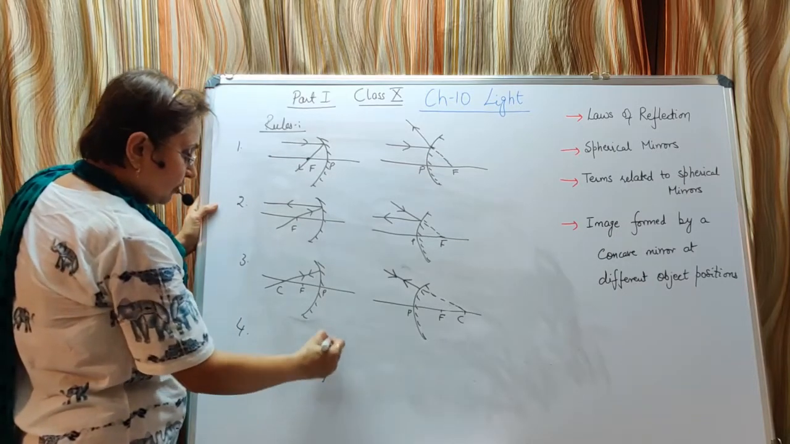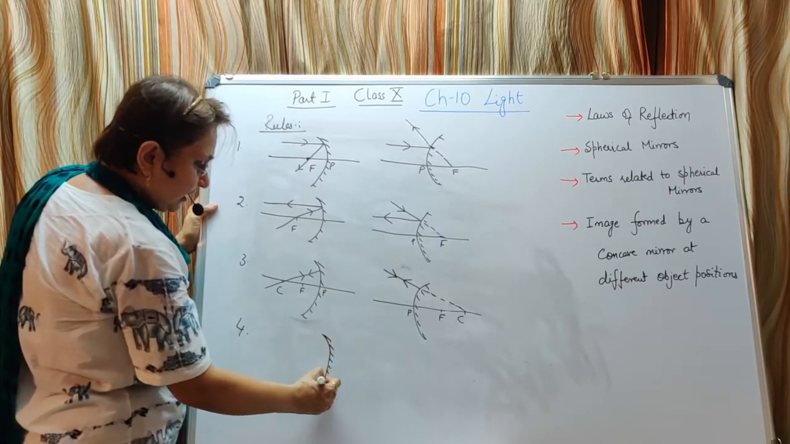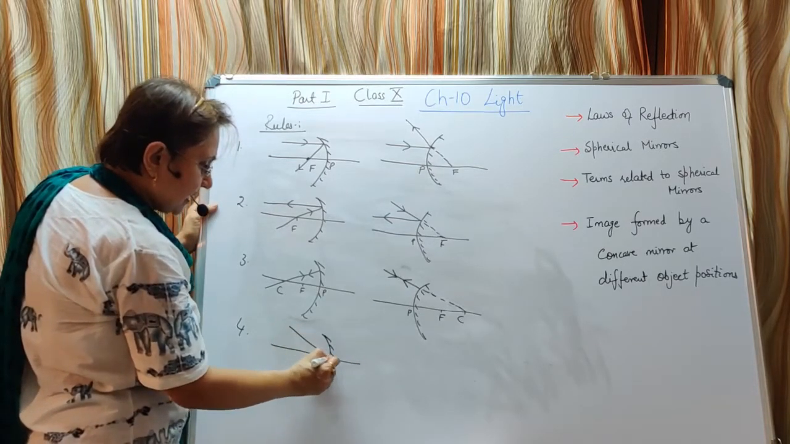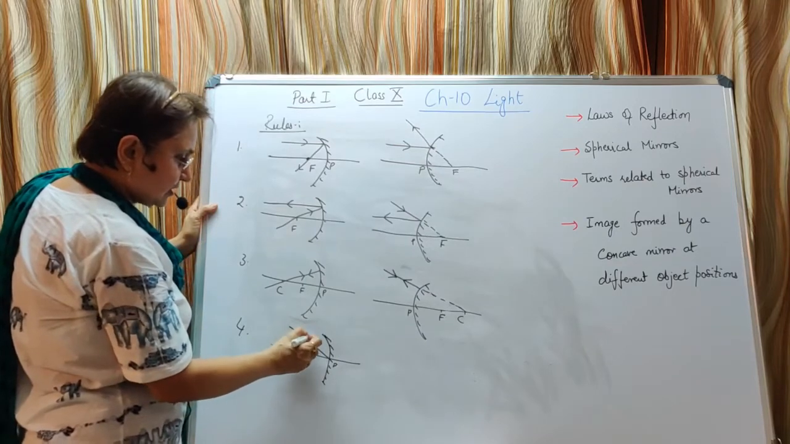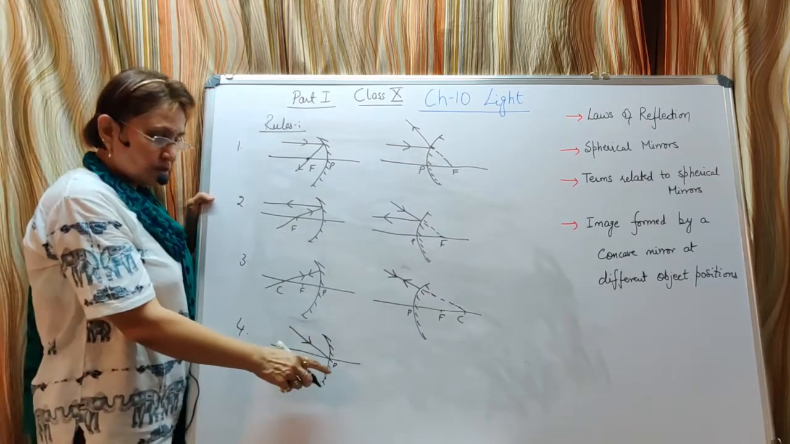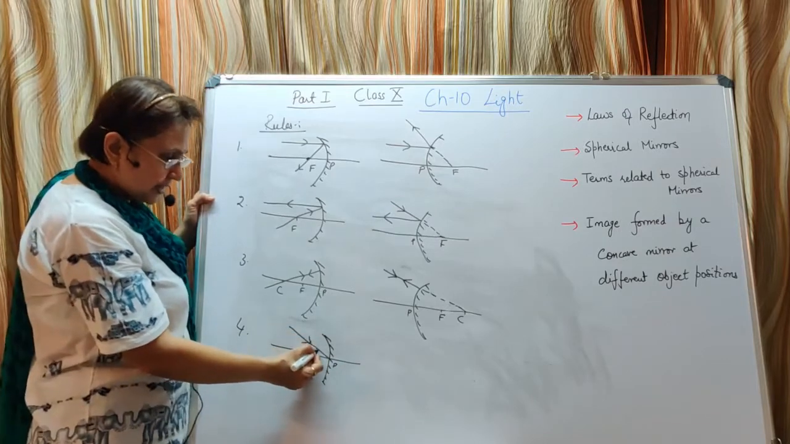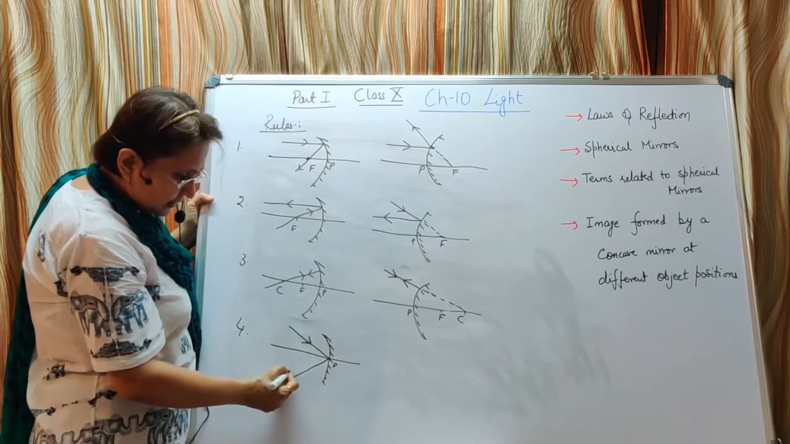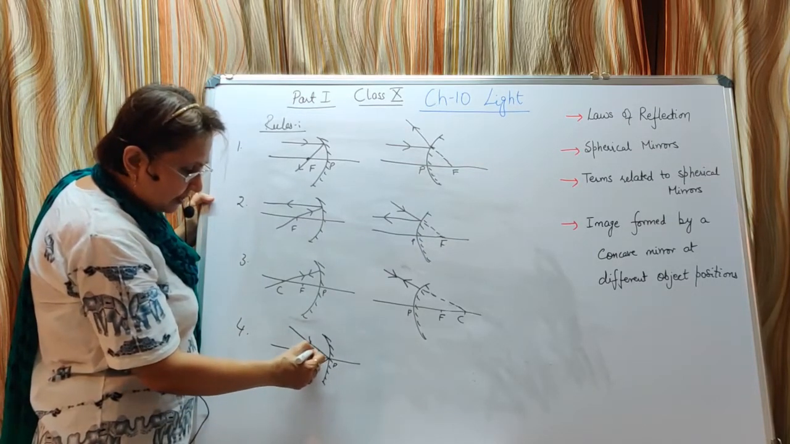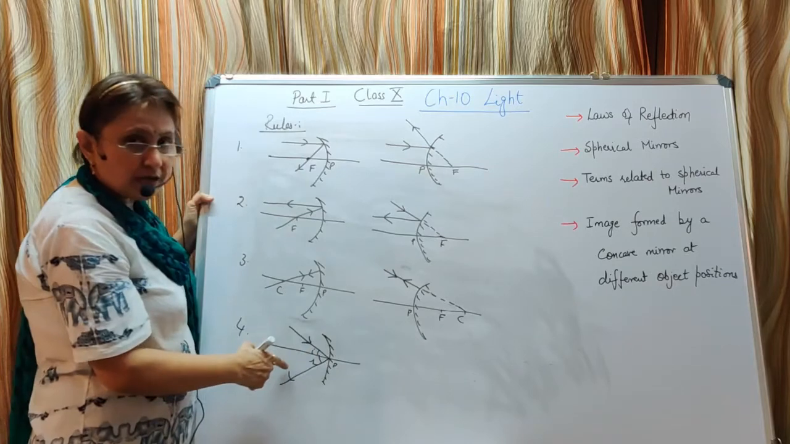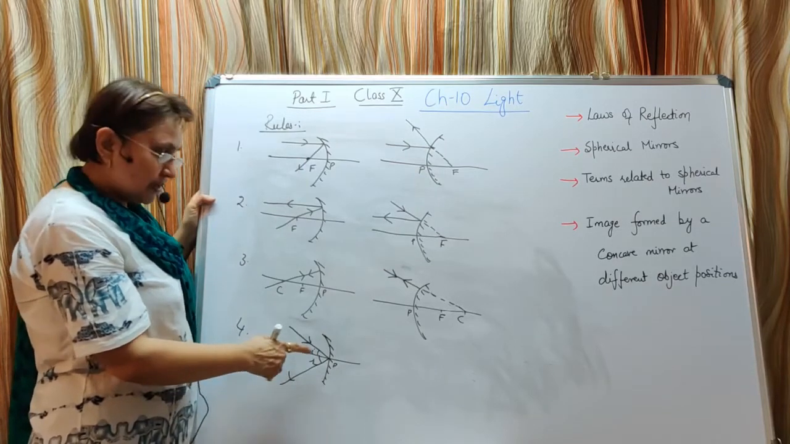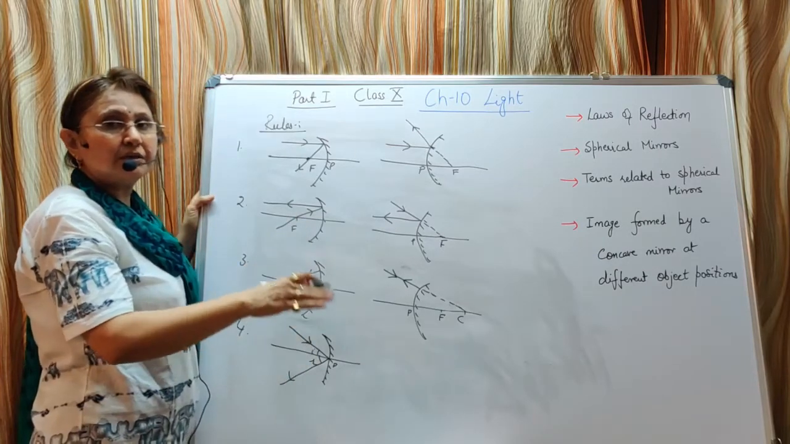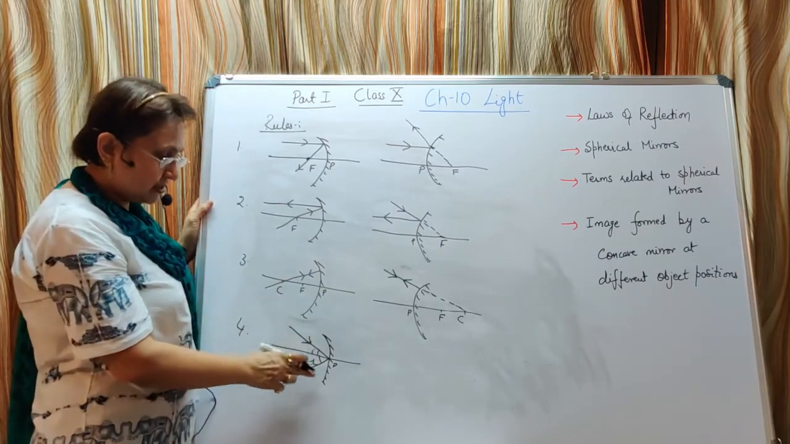Next is the fourth rule: a ray of light which is oblique. Oblique means making some angle with the principal axis. An incident ray which is oblique to the principal axis will be reflected back in such a way that the angle of incidence is equal to the angle of reflection. We have already studied that. This rule is applicable whether the mirror is plane, spherical, curved, anything.